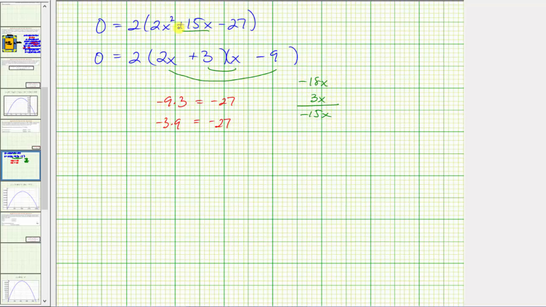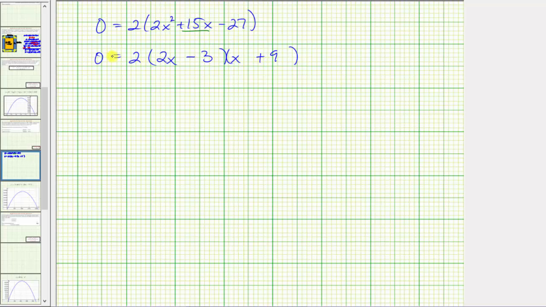We want a sum of positive 15x, and therefore we just need to change the sign of the negative 9 and the positive 3. We'll change the minus 9 to plus 9, and we'll change the plus 3 to minus 3. Notice how now the outer product is positive 18x, the inner product is negative 3x, and now the sum is positive 15x, which is what we need. So now we have it factored correctly, we can solve for x.